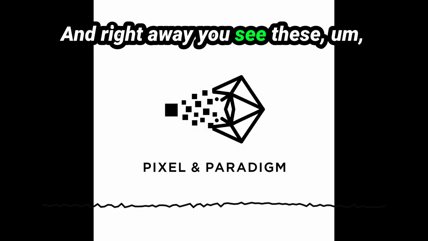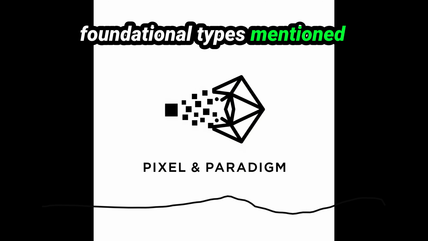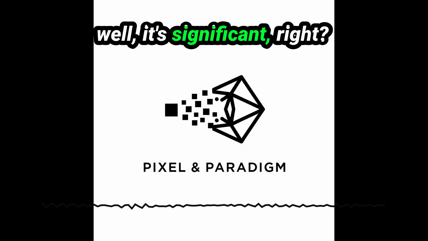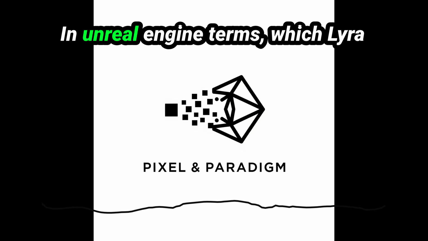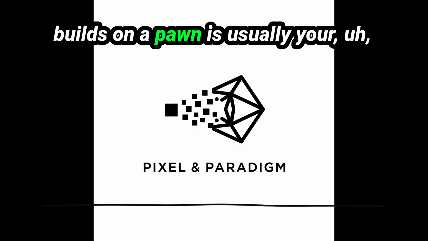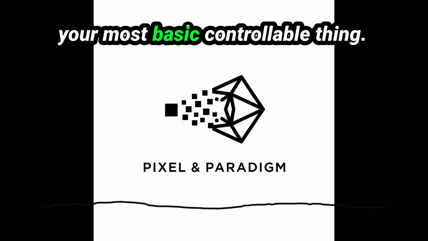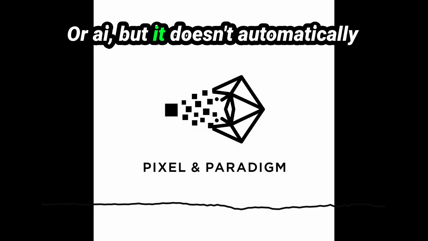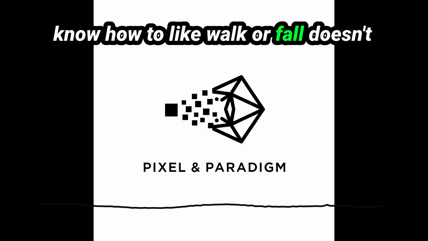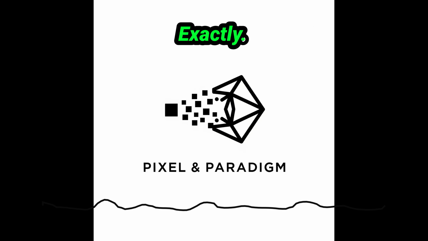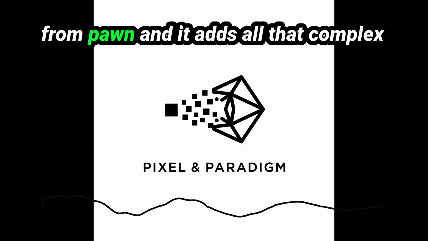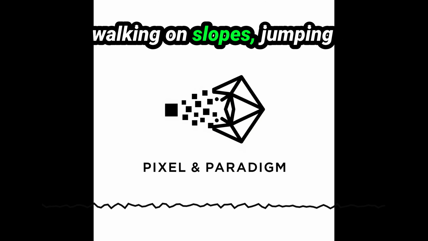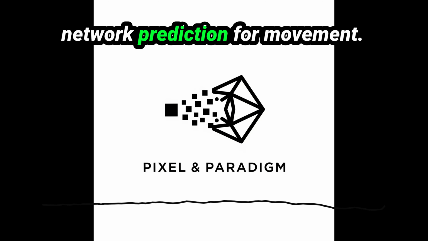Okay, and right away you see these foundational types mentioned, LyraCharacter and LyraPawn. The fact that both pawn and character concepts exist is, well, it's significant, right? It is, yeah. In Unreal Engine terms, which Lyra builds on, a pawn is usually your most basic controllable thing. It can be possessed by a player or AI, but it doesn't automatically know how to walk or fall. Doesn't have built-in movement logic. Exactly. Whereas character, that typically inherits from pawn, and it adds all that complex movement stuff straight out of the box. Yeah. Handling gravity, walking on slopes, jumping, network prediction for movement.